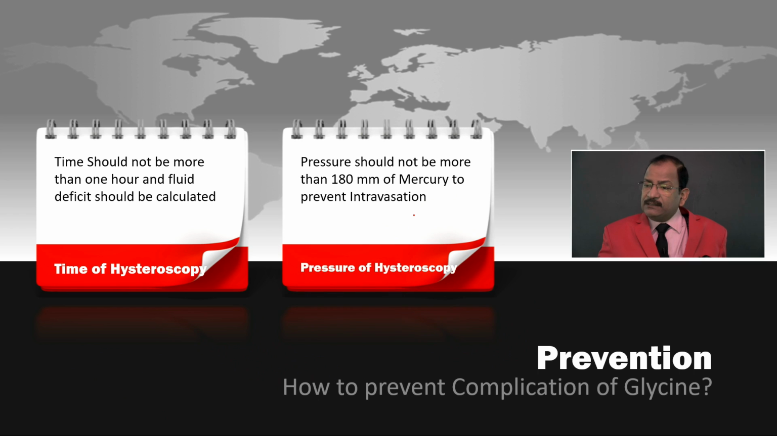The second way is that pressure should never go more than 180 millimeters of mercury. More pressure means more intravasation, because pressure will push the fluid into the vessels. Excessive pressure should be avoided. That's why you should use a pump. Some people just put a BP cuff and then do it. It's not good. You should use a device made for that purpose.